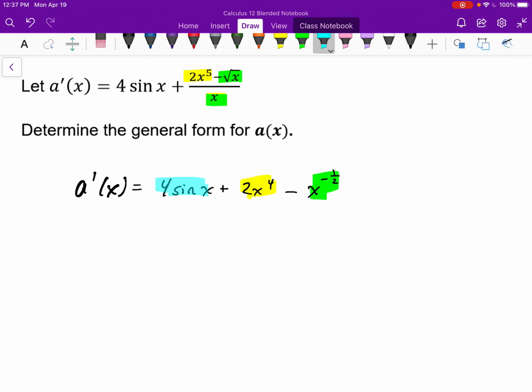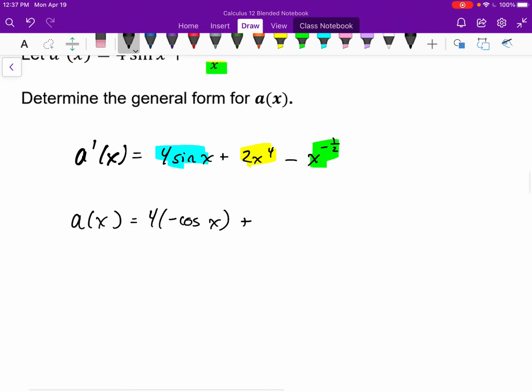All right, so now I'm going to anti-differentiate this, because now I can just use examples that I had from that table a moment ago. So the antiderivative, or in this case just a of x, because a prime was the derivative. The antiderivative of 4 sine x is 4 times minus cos x. Plus, the antiderivative of 2x to the power 4 is 2 times x to the power 5 divided by 5. Minus the antiderivative of x to the negative 1/2 is, we add 1 to the exponent, so x to the positive 1/2 divided by 1/2. Again, always divided by 1 plus the power.